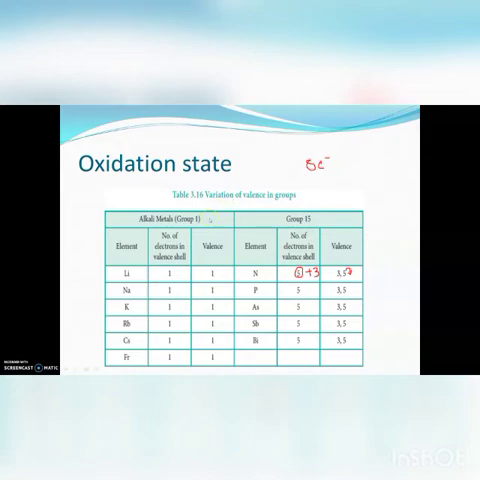For that, we'll take two groups of elements. First, group 1 elements, that are the alkali metals. Moving down a group, the number of valence electrons is 1. For example, lithium's configuration is 2, 1. And if we check sodium, its atomic number is 11, hence its configuration will be 2, 8, 1. Moving down, all have the same number of valence electrons, so the valency is also 1.